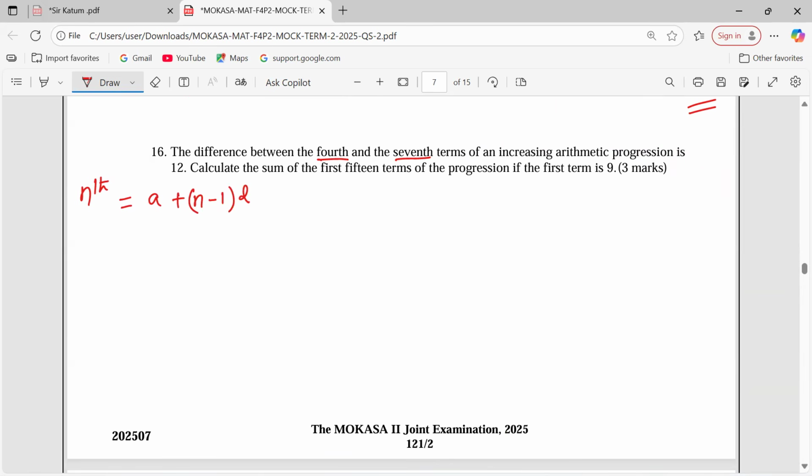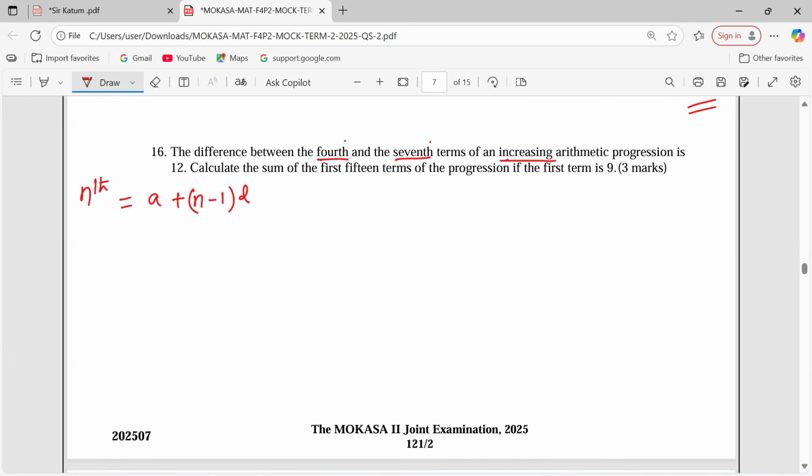So when we talk about the difference between the fourth and seventh, there is an instruction here which is not supposed to be taken for granted. The word increasing is very important in this particular question. When we are told the difference and they don't write the word increasing, we can pick fourth minus seventh. But now when we are told that it is an increasing arithmetic progression, then it means the seventh term is greater than the fourth.